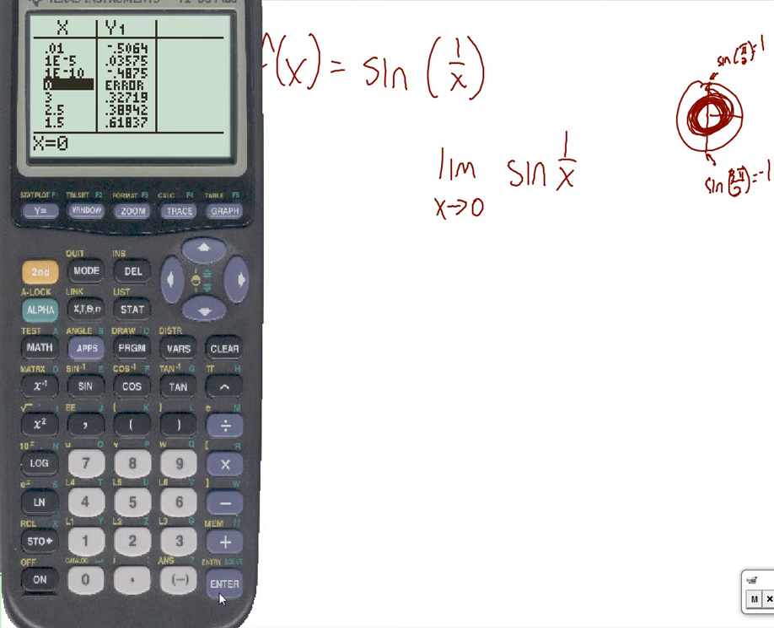Forget trying to get the same value on the right and the left. I can't even get the right to settle down. The right just keeps going back and forth. Can somebody explain to me and everybody else why that's happening to this function? Why are we just going back and forth?